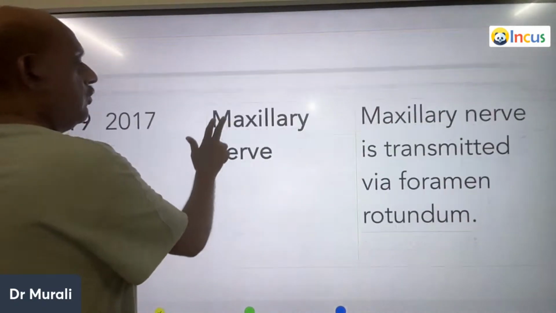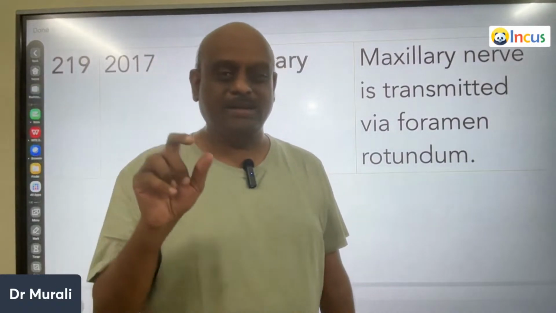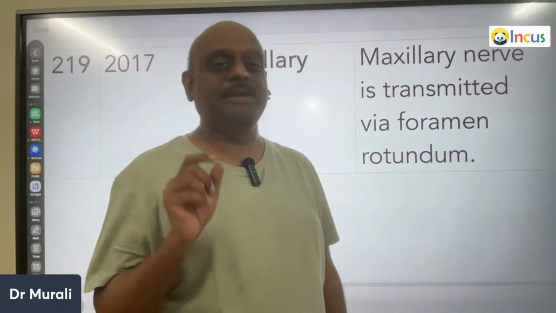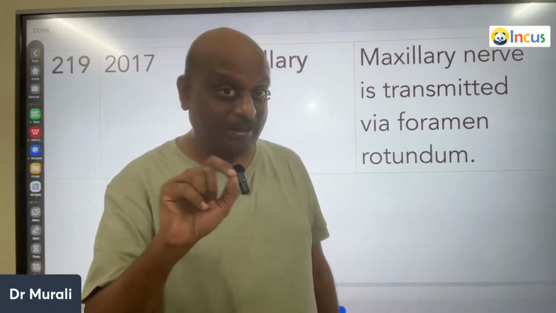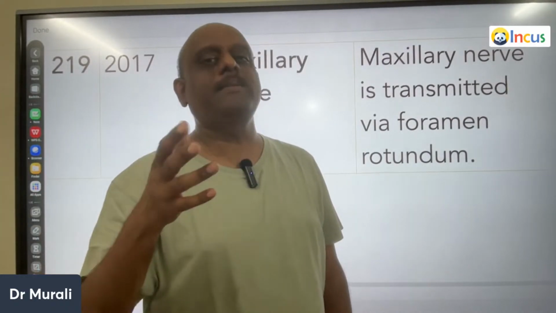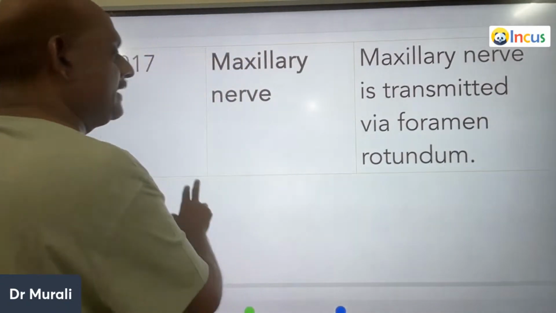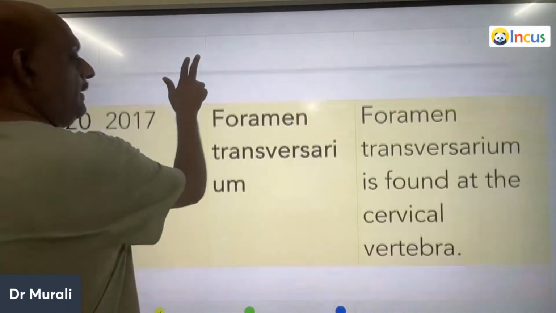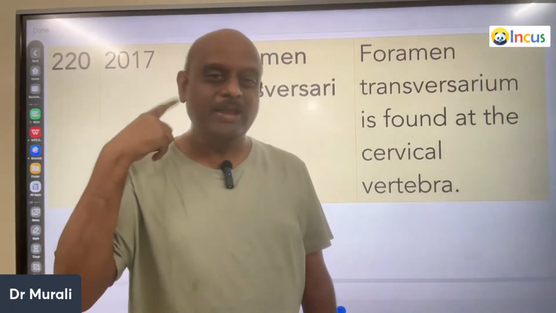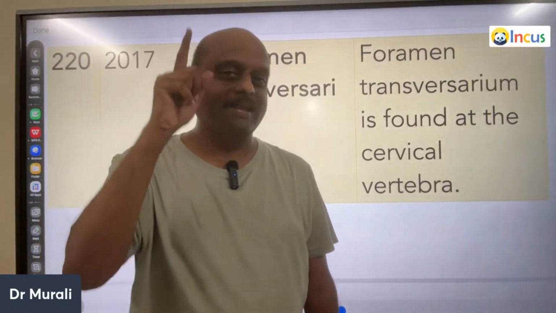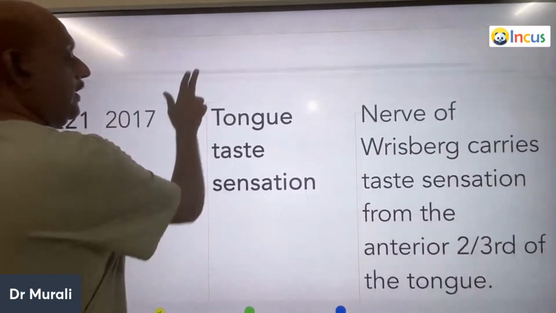Now, foramen rotundum. All these foramina, which nerve passes through them is a favorite question. Rotomax is the pen company. Foramen rotundum typically transmits the maxillary nerve, is what you have to remember. Foramen transversarium is typically found in the cervical vertebrae, through which the vertebral artery passes. Foramen transversarium is what you need to remember.